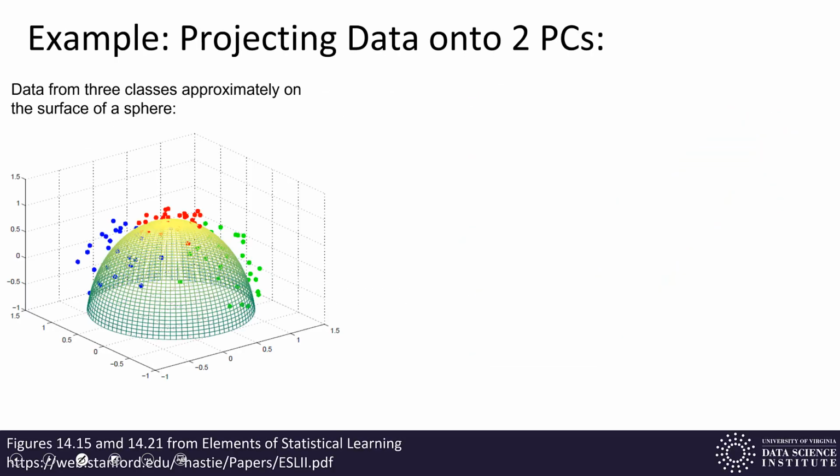Okay, so let's walk through an example of projecting the data onto two principal components. So this is three-dimensional data. And in this three-dimensional data, we have three classes, and they lie approximately on a sphere. It's a little hard to see in this picture, but the mean of the data is about in the center of the sphere. The first principal component points approximately out towards us, and the second principal component points in that direction towards the blue class.